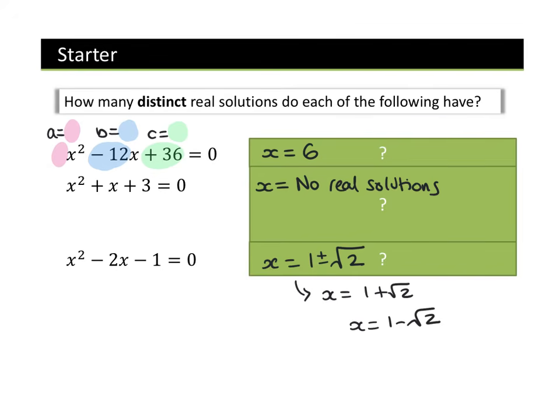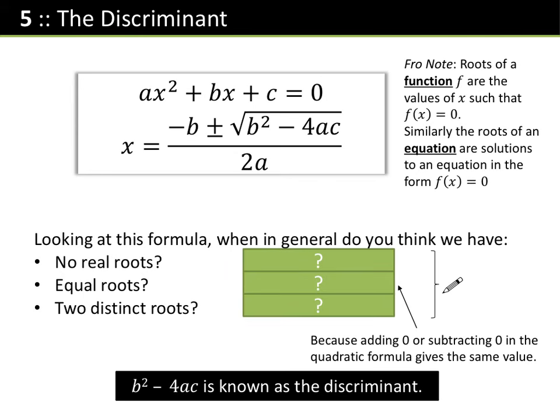Okay, but actually we've got a formula that we can use to determine how many real roots an equation has. Okay, so as I said, the discriminant is known as b squared minus 4ac. Okay, and that's called the discriminant. You need to learn that. So here we go. What we have is something called the discriminant.